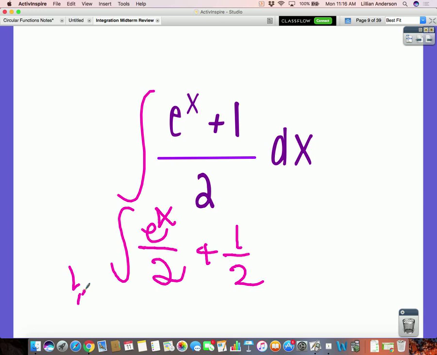Okay? And we got it? You could have written it as one fraction, so some of you guys did just do e to the x plus x over 2 plus c. That also works as well.